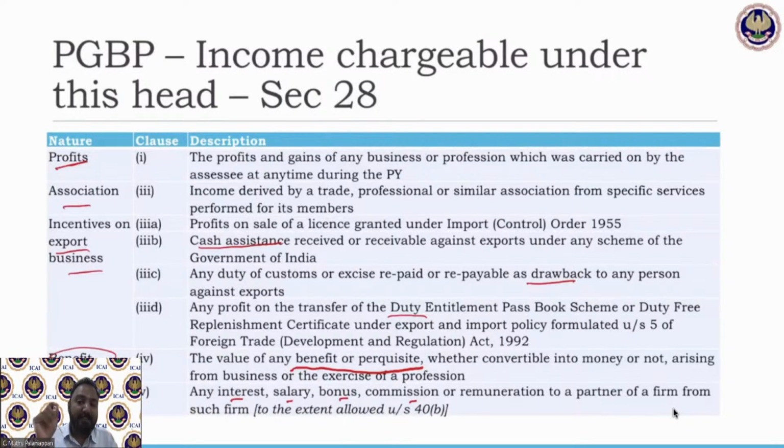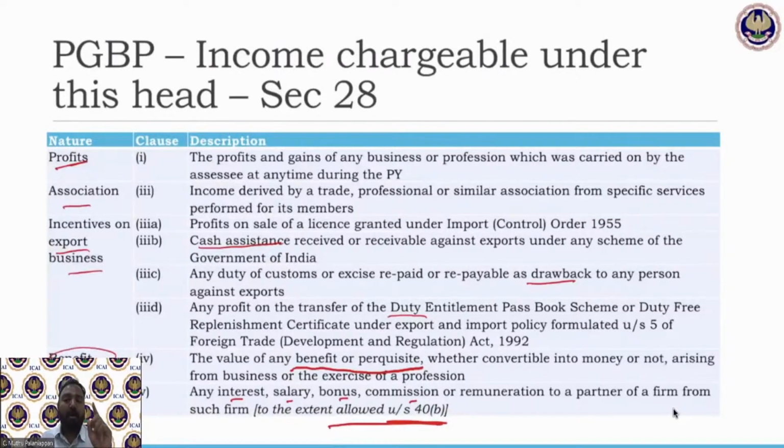Whatever income is received from the firm is taxable under PGBP and not under any other chapter. Only to the extent allowed under Section 40B. I am not going to explain this now; I will explain it in the subsequent slide. For this slide, please remember only that it is taxable to the extent allowed under the Income Tax Act. It is the allowable extent that is taxable. We'll see it when we understand Section 40 Clause B.